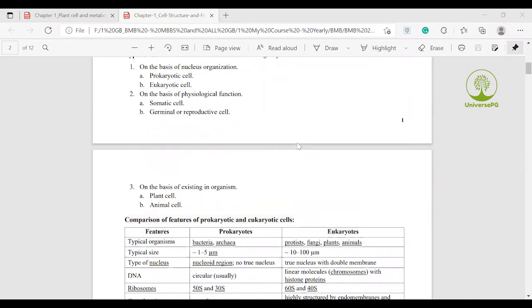Next, on the basis of physiological function, we classify cells into 2 types. One is the somatic cell. This type of cell generally builds our body. This cell is also called a body cell. And another type of cell is called the germinal or reproductive cell, such as sperm and ovum. Sperm is a male reproductive cell and ovum is a female reproductive cell that generally work for reproduction and the creation of a new generation.